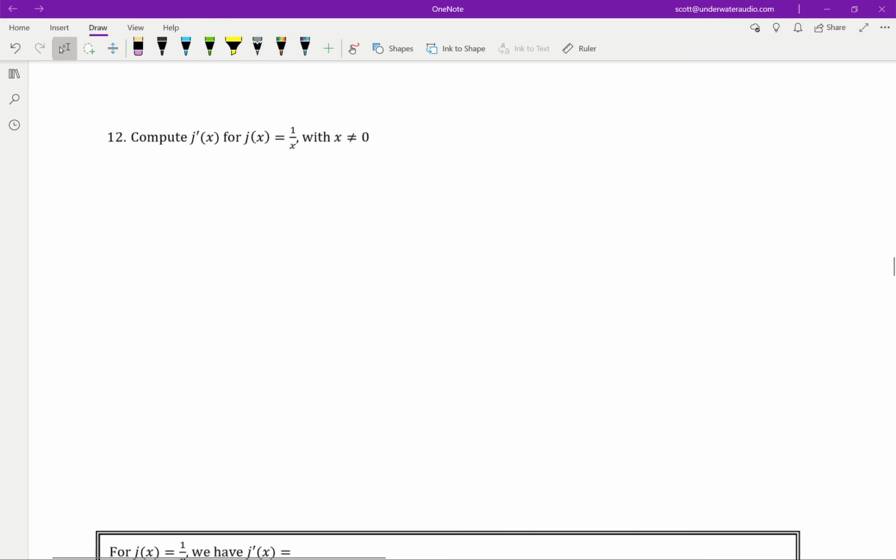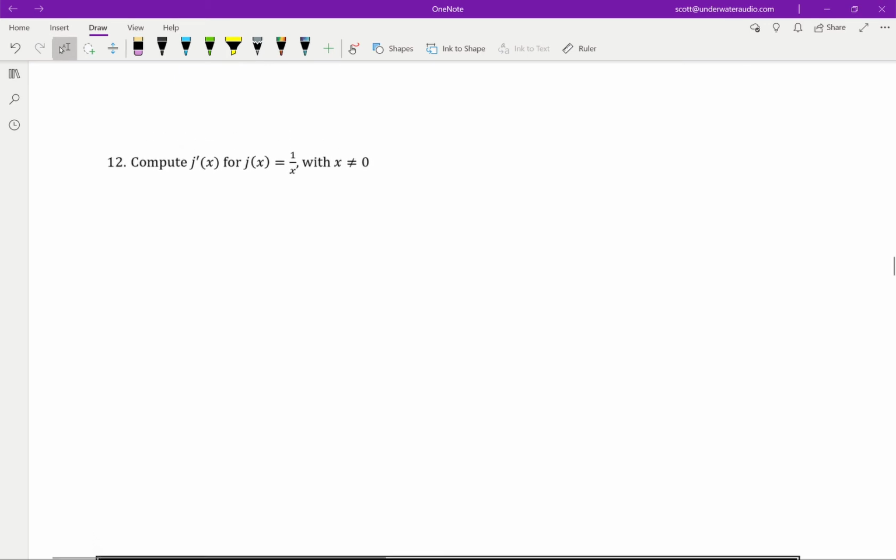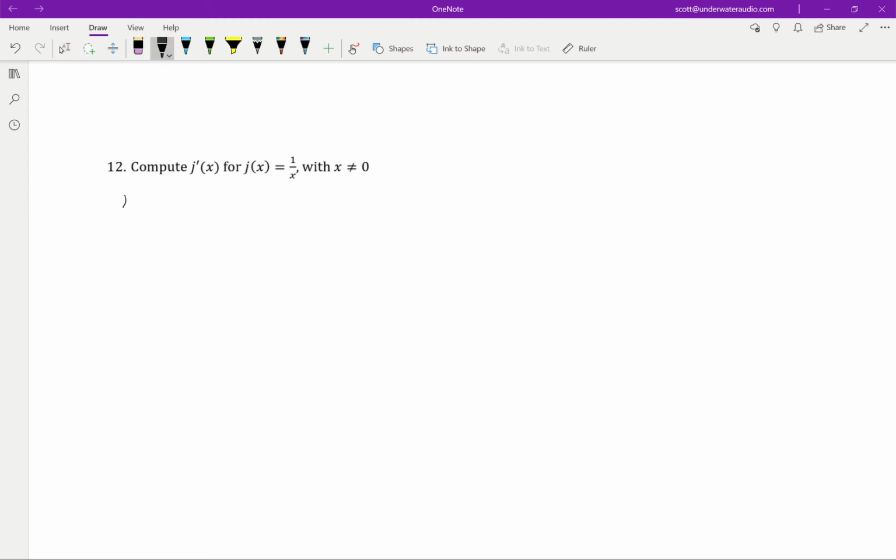Okay, so this time I'm not going to have a structure, and I'm just going to do it from scratch. So j prime of x. The first thing I need is j of x plus h. So j of x plus h is going to equal 1 over x plus h.